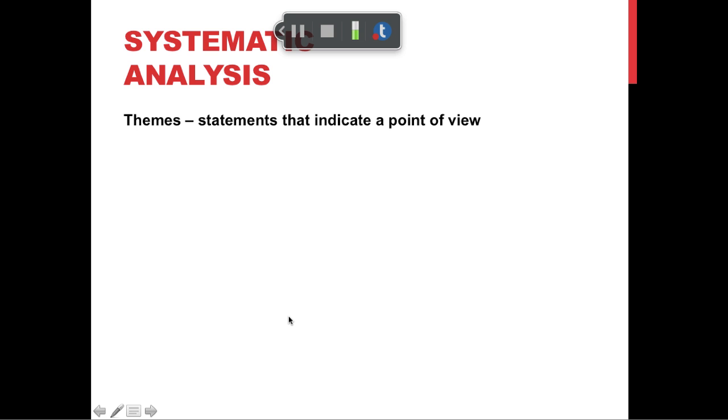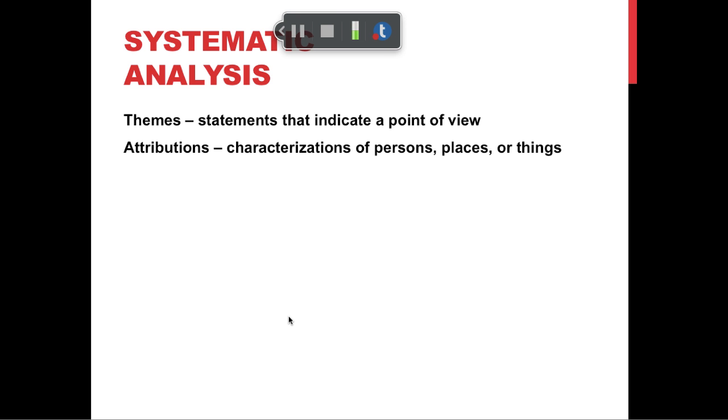And what we do with systematic analysis, we'll talk about a few different types of analysis. So systematic analysis identifies specific themes, right? So statements that indicate a particular point of view. So when you look at it, you say, hey, look, there are these statements, and we can see that there are these larger themes. It could be a larger theme of racism, a larger theme of socialism, a larger theme of capitalism, whatever the case might be. There are these larger themes that are present in the work.